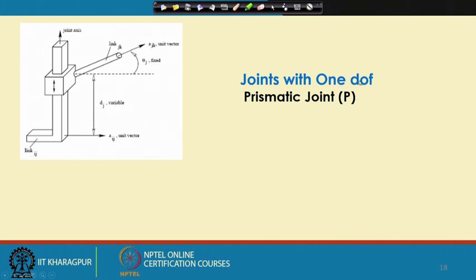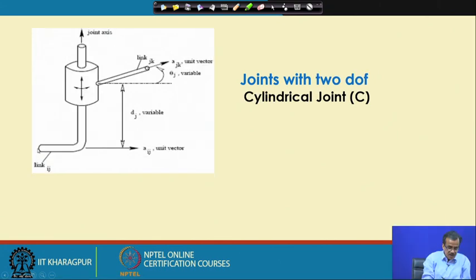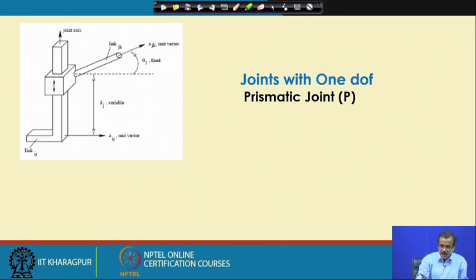Now, I am just going to start with the prismatic joint, which is nothing but a linear joint, and this particular prismatic joint has only one connectivity or one degree of freedom. Now, here on this sketch, this is the input link I j, and the output link is the link j k. And here we have the jth joint.